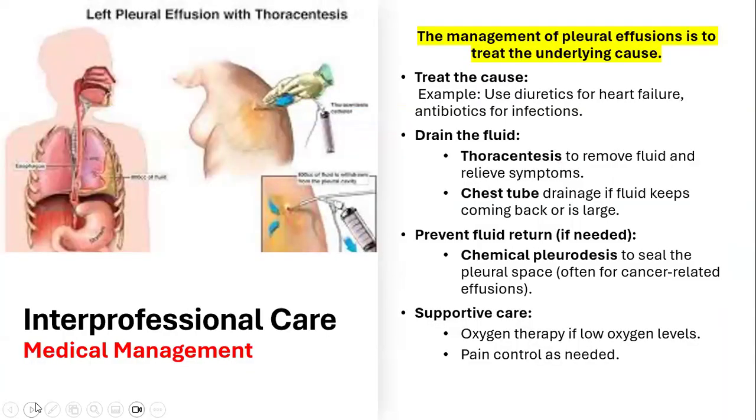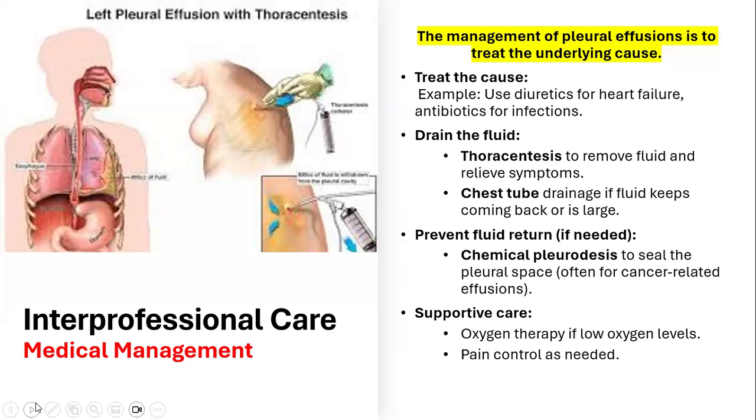Okay, here is the interprofessional care or medical management for patients with pleural effusions. The management of pleural effusion is to treat the underlying cause. There are 4 points related to the interprofessional care. The first one is treat the cause. First, we treat whatever is causing the fluid buildup. For example, if it is heart failure, then we give diuretics to remove extra fluids. If it is an infection, then we use antibiotics.